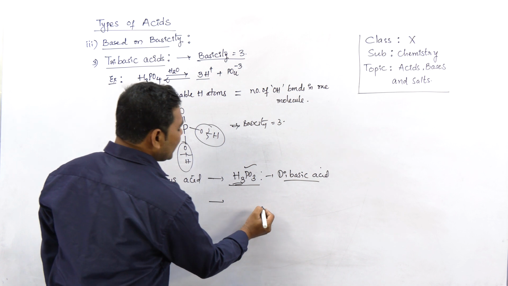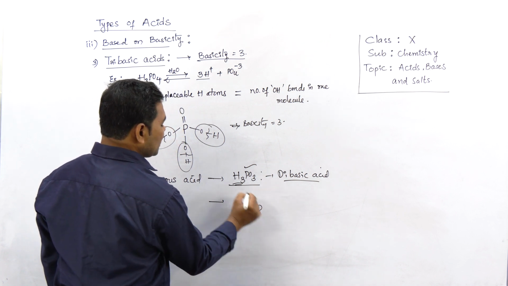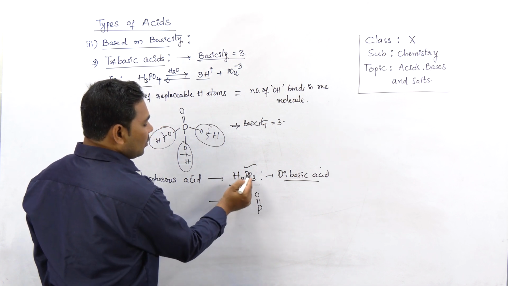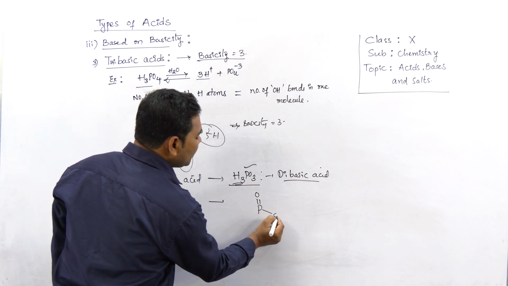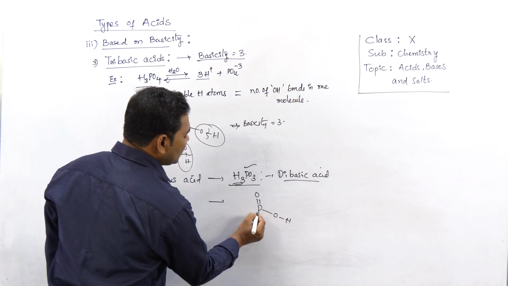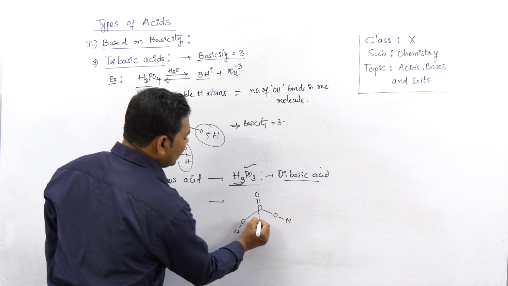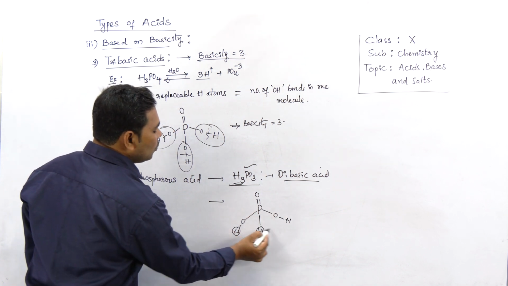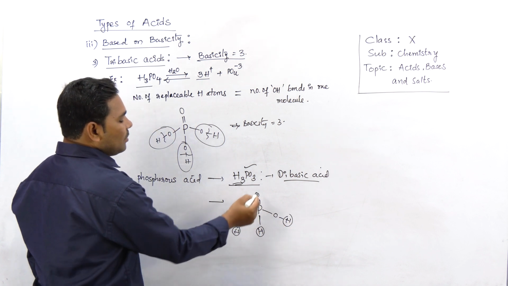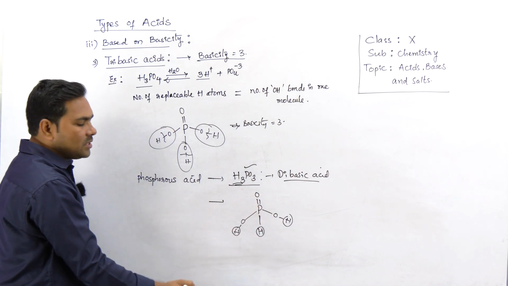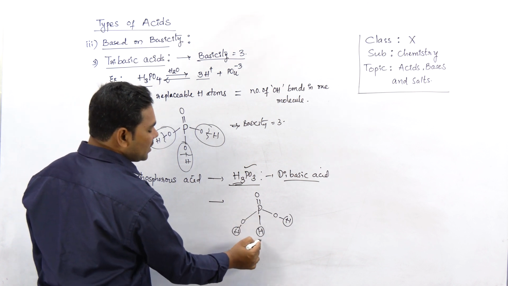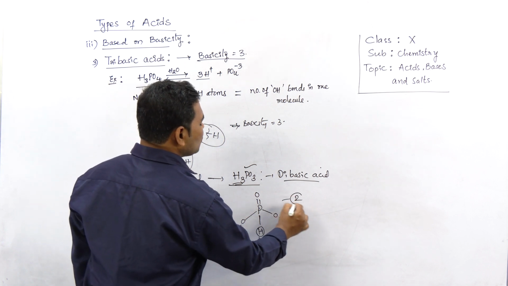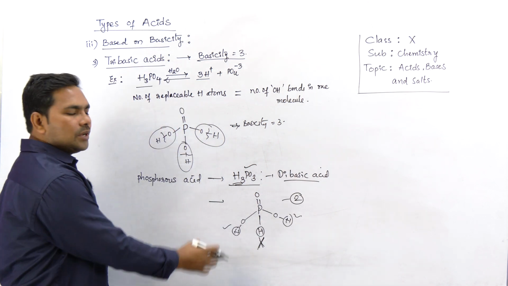How do we understand? If you look at its structure, I'll write phosphorus acid, H, double bond O, then 3 hydrogens. Out of 3 oxygens, one is double bonded, and the remaining 2 oxygens are bonded to hydrogen, and 1 hydrogen is directly bonded to phosphorus. So now you can see 3 hydrogen atoms are there, but the 3 hydrogens are not bonded to oxygen. Among these, one is directly bonded to phosphorus, which is not replaceable. These 2 are the only replaceable ones, hence its basicity is only 2. So it is a dibasic acid.